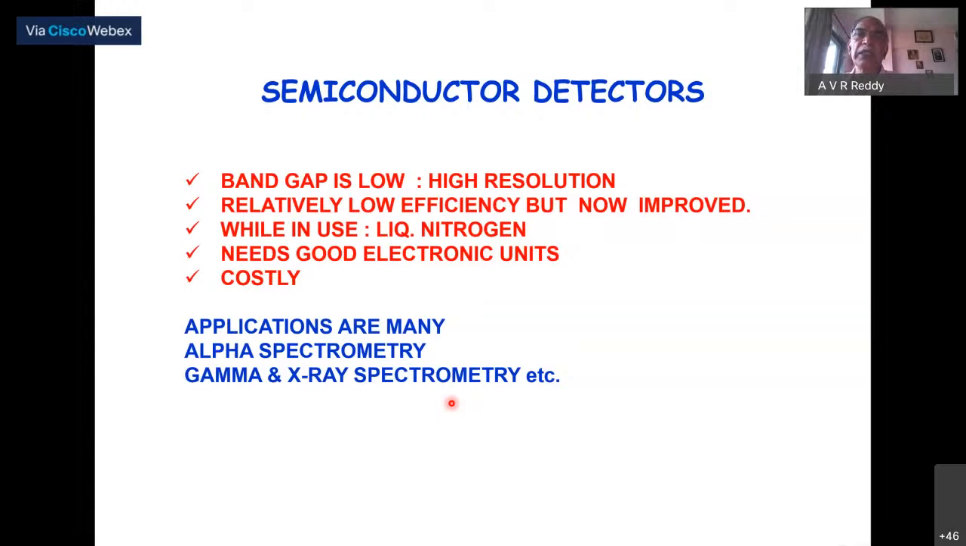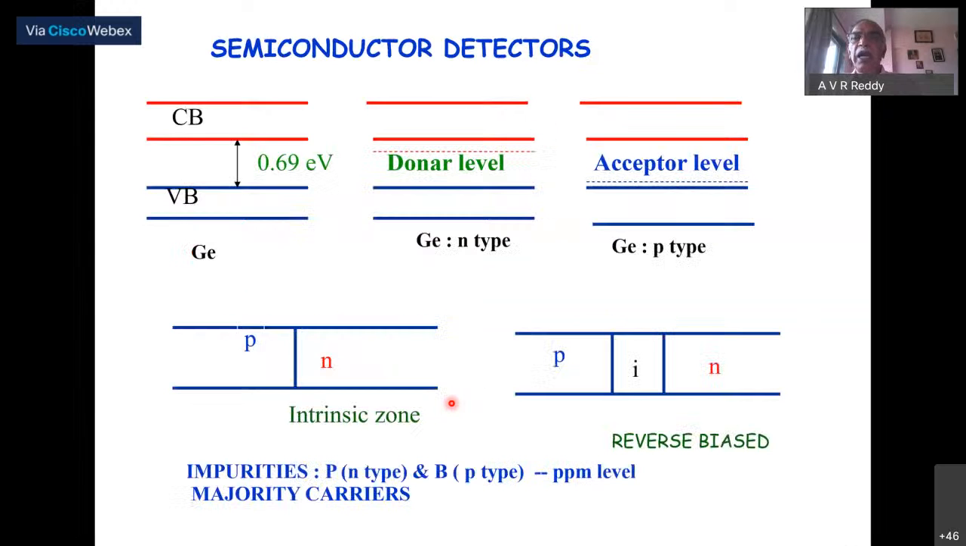Now, I will just give a conceptual idea about the semiconductor detectors, and then we move on with 1 or 2 spectra. I already explained in the case of scintillators the meaning of valence band and conduction band, and the gap for germanium is 0.69 eV.